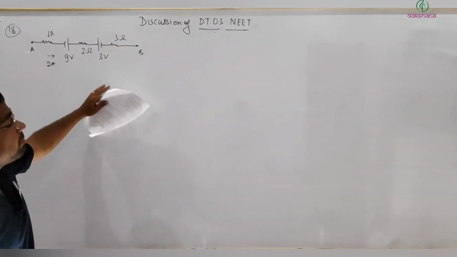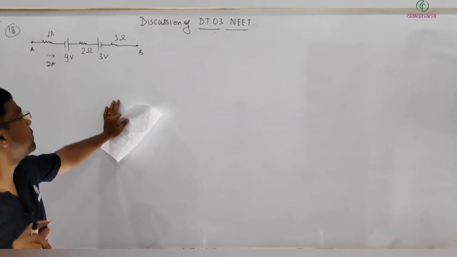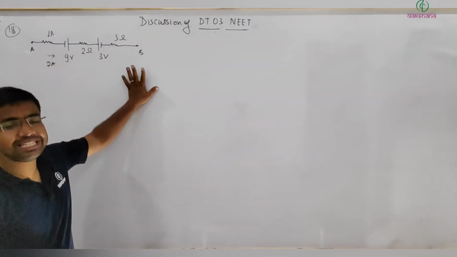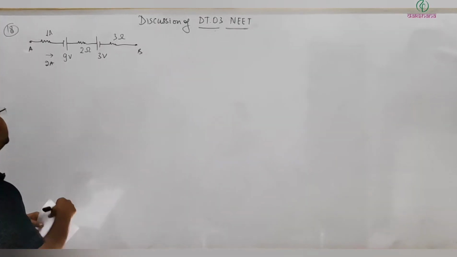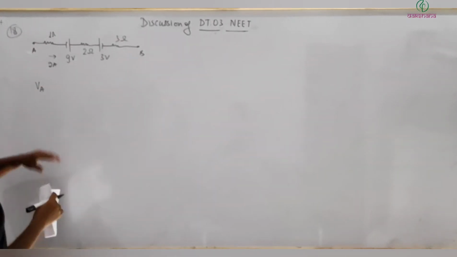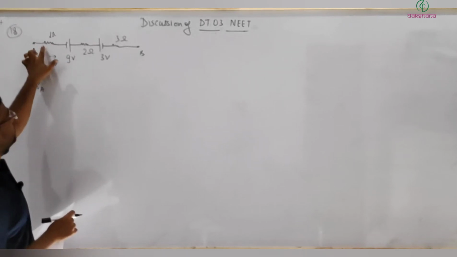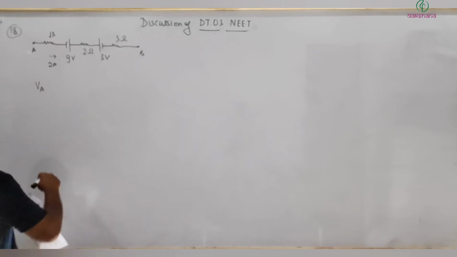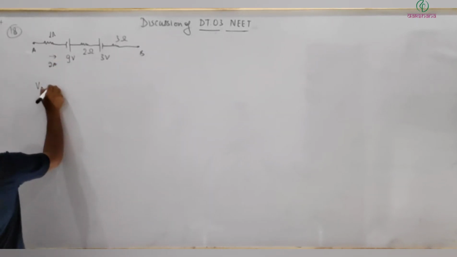So this type of problem is straightforward, there is one method. First thing is here current is flowing from A to B, which means A should be at higher potential. Let's say the potential of point A is VA. Now we are going in this way. When we are going in the direction of current, across the resistance potential decreases. That's why it will be minus IR.